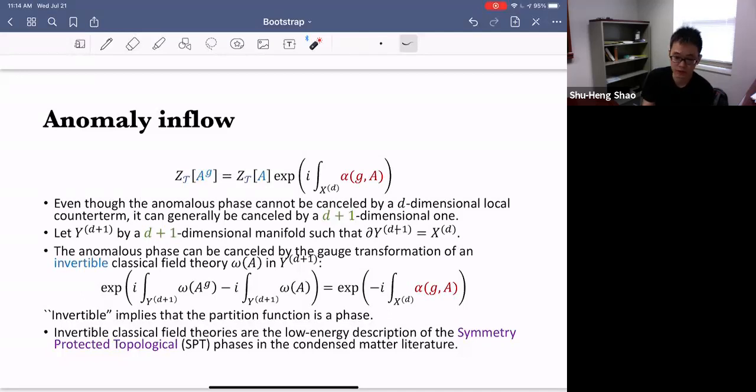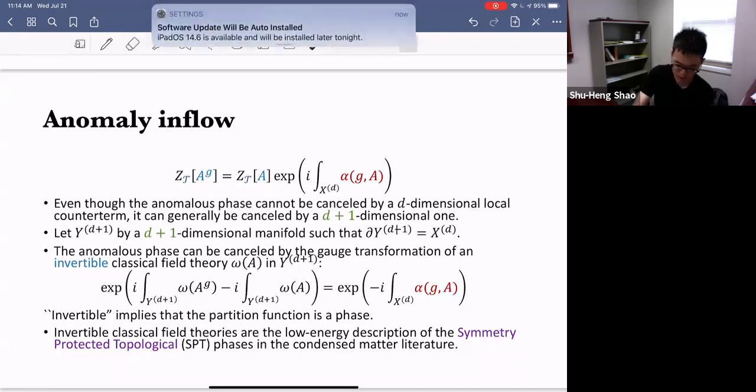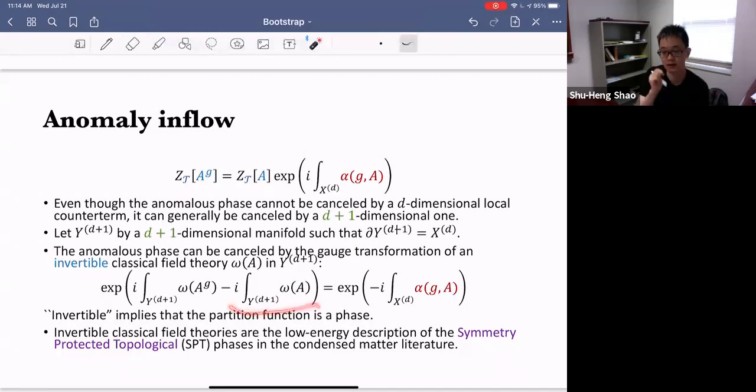So for the rest of these lectures, I will only focus on standard enough anomalies such that the anomalous phase can be simply canceled by an invertible field theory. And I will not make a general or completely rigorous statement about the most general possible cases.